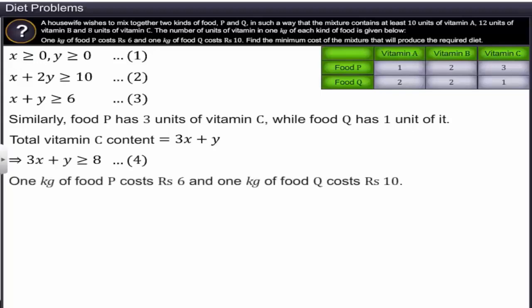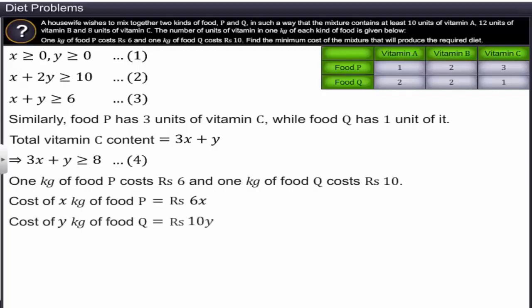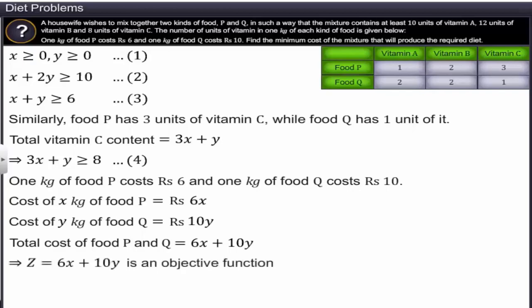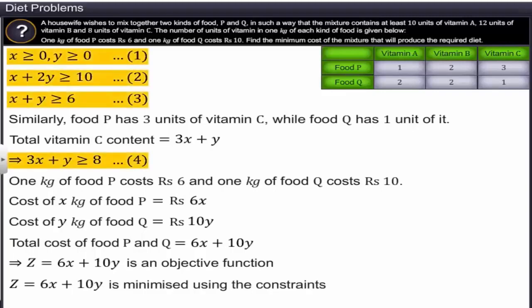1 kilogram of food P costs 6 rupees and 1 kilogram of food Q costs 10 rupees. The cost of X kilograms of food P is 6X rupees, and the cost of Y kilograms of food Q is 10Y rupees. Therefore, the total cost of food P and food Q is 6X plus 10Y. This is the objective function. To find the minimum cost of the mixture, the objective function should be minimized using the given constraints.